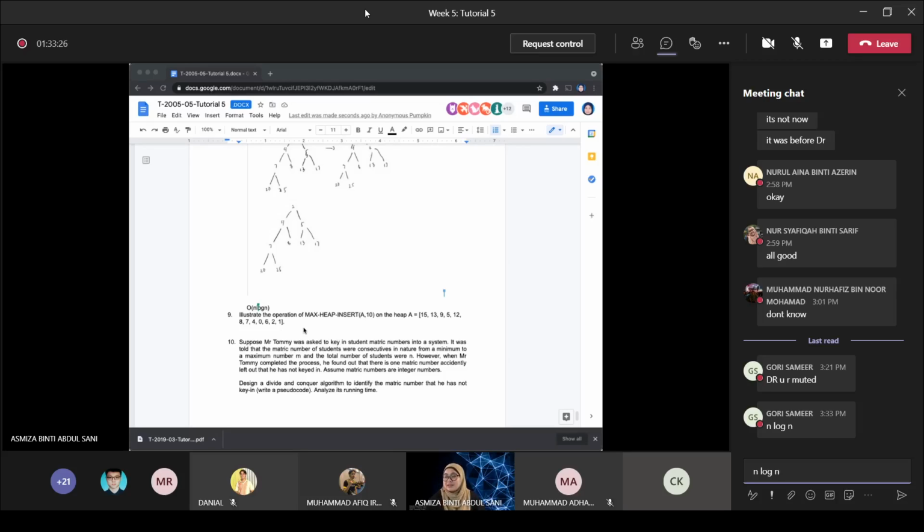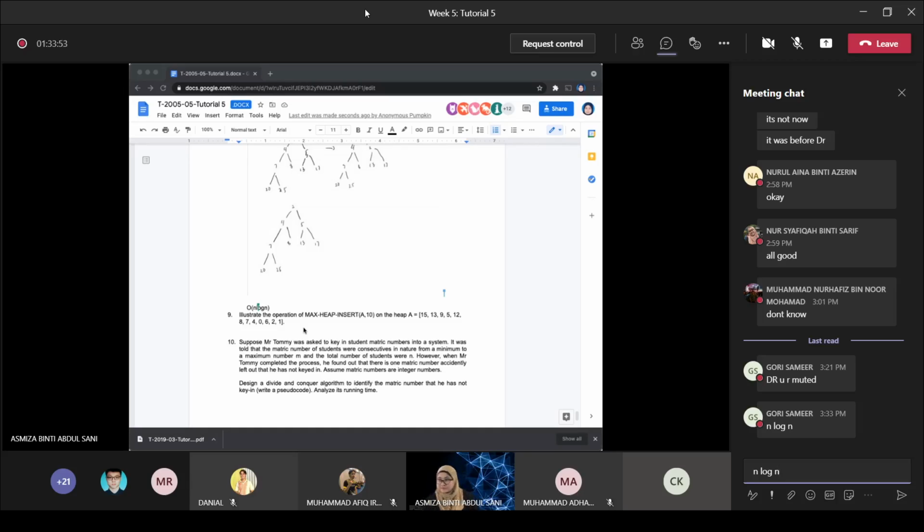So question number 9, we need to illustrate the operation of max heap insert into the array A. So we want to insert 10 into the heap A: 15, 13, 9, 5, 12, 8, 7, 4, 0, 6, 2, 1. Okay, so we're going to insert a new element inside the heap.